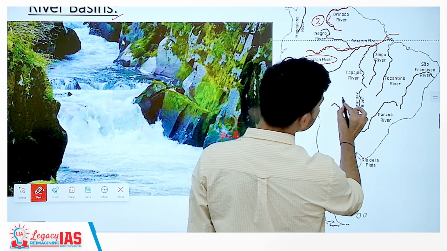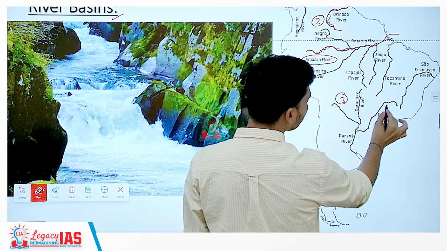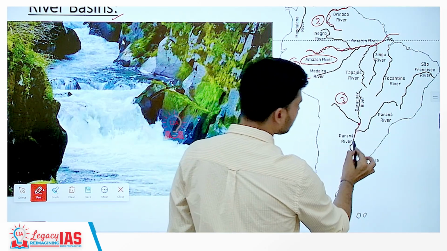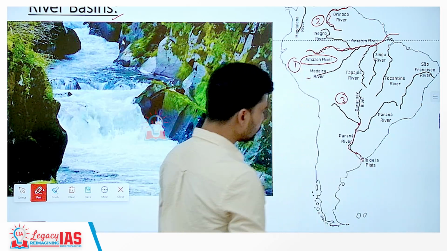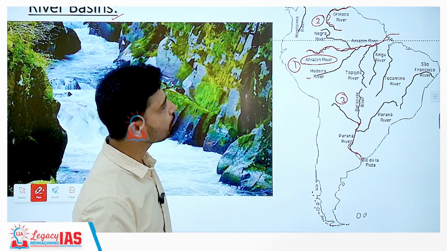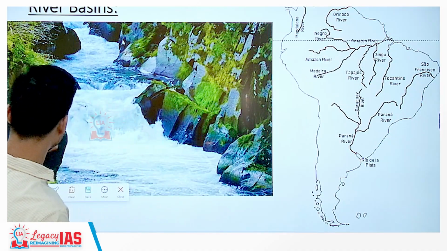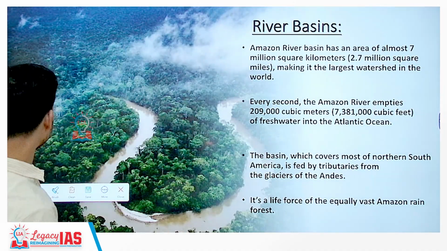Third river we will discuss is the Paraguay River and Parana River, which is collectively referred to as the Paraguay and Parana River Basin. So these are the three most important rivers of the entire South America. So first we can discuss the Amazon River Basin.